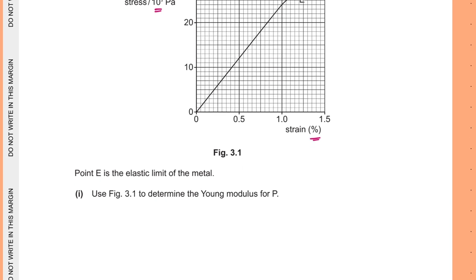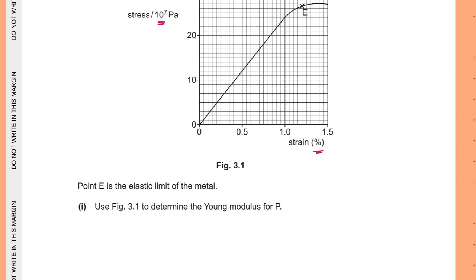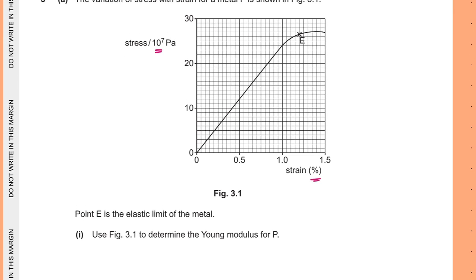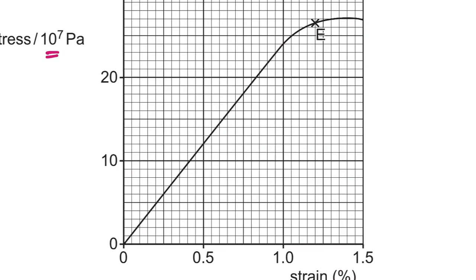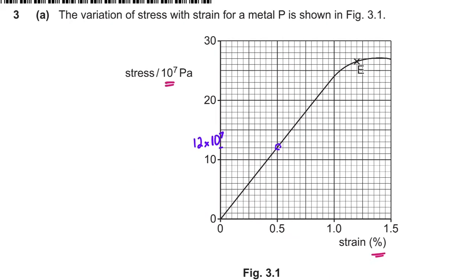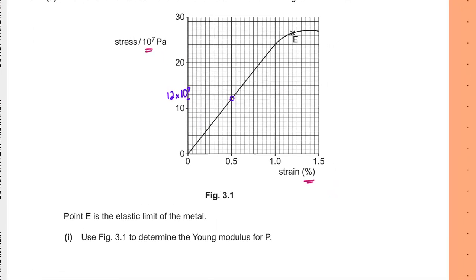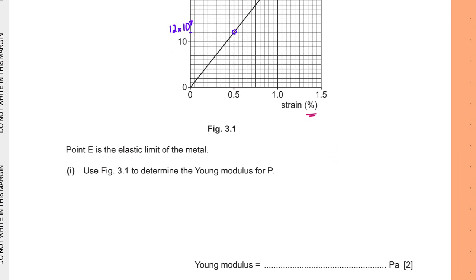So if you have to find the Young modulus, how would we go about doing this? Obviously we'll be using the linear portion of the graph. So we just need to pick up one coordinate. I think this one looks pretty nice. So this is 12 into 10 to the 7, and the percentage strain is 0.5%. So I'll be using this coordinate to find the Young modulus.